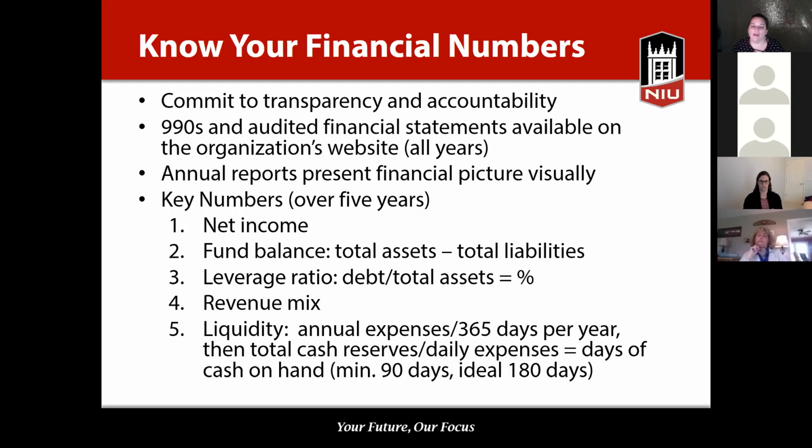This is the big one coming out of this particular pandemic, is how liquid are you? So take your annual expenses. You can do this a bunch of ways, but take your annual expenses, divide it by 365 days. Take your cash available, divide it by daily expenses, and you kind of know how much cash you have on hand, right? We suggest a minimum of 90 days, so 3 months, and ideally 6 months. And I'll show you some research that says not a lot of organizations can even meet that minimum standard.